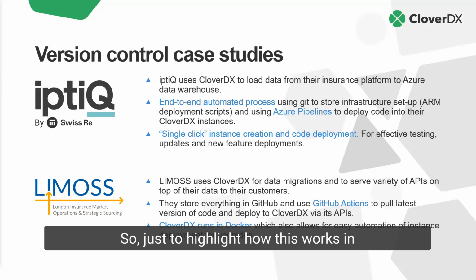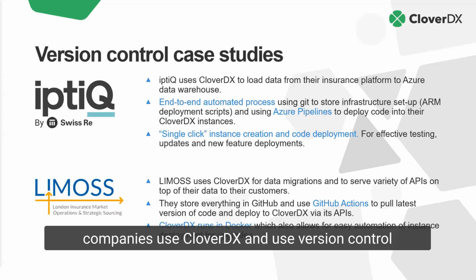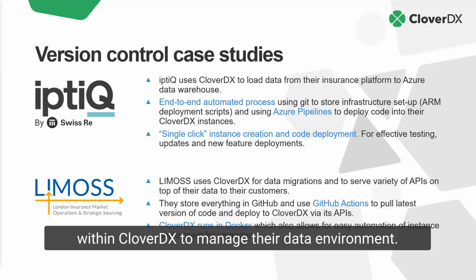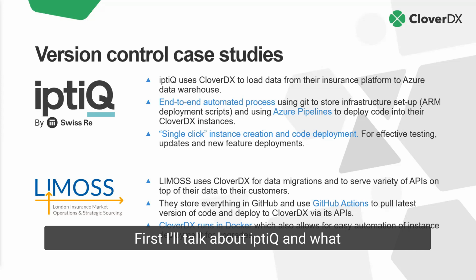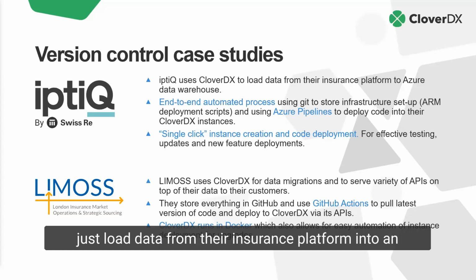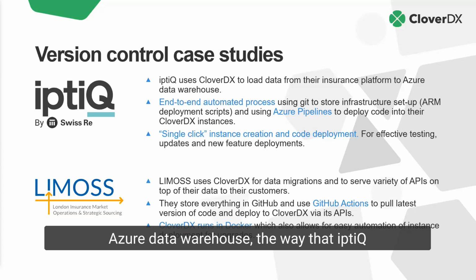So just to highlight how this works in a more real-world use case, we have a couple of examples here, iptiQ and Limos. So you can see here that both these companies use CloverDX and use version control within CloverDX to manage their data environment. First, I'll talk about iptiQ and what they do and what that looks like, right? So iptiQ uses CloverDX to basically just load data from their insurance platform into an Azure data warehouse.